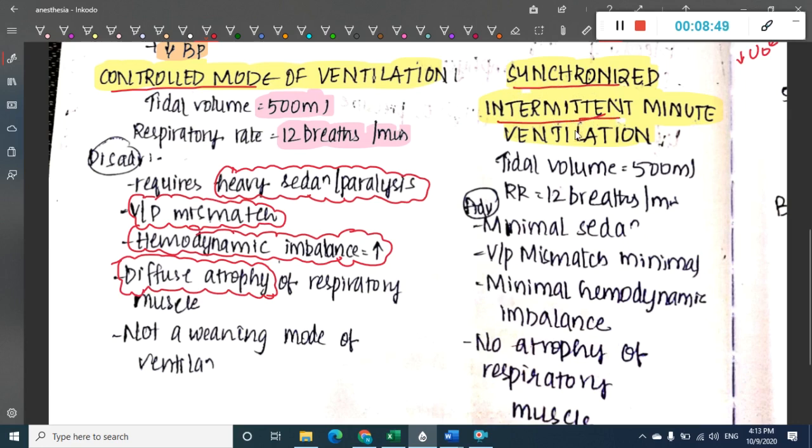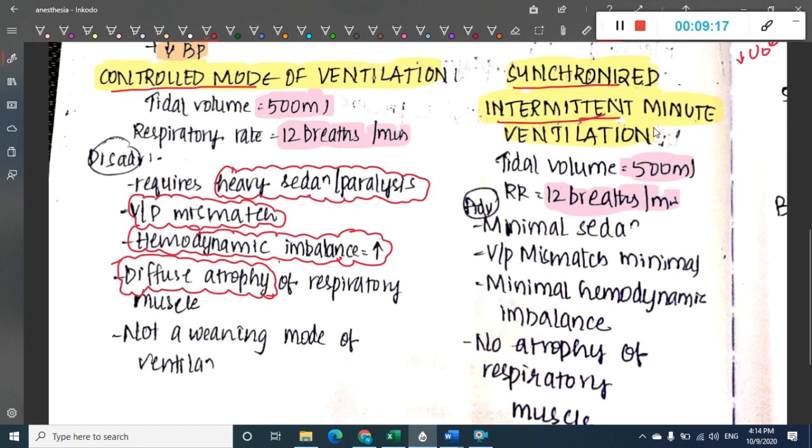In synchronized intermittent minute ventilation, here also the tidal volume is fixed, and even the respiratory rate is fixed, but here minimum sedation is required because it is synchronized. That means if the patient can take the breath, it's fine.